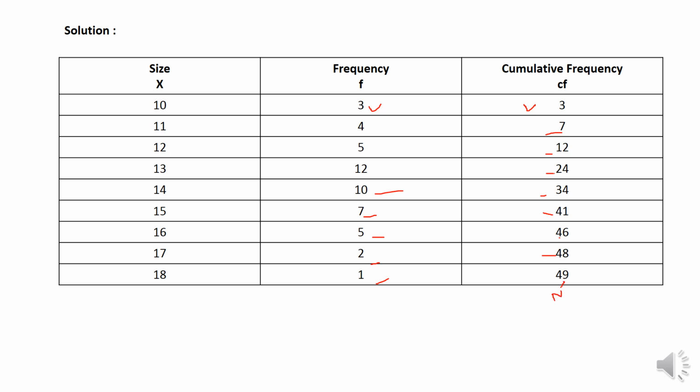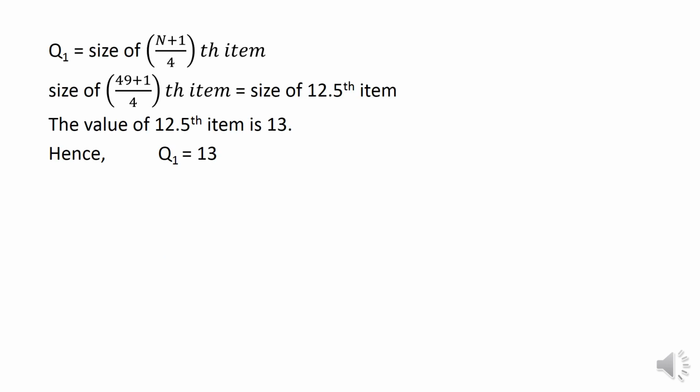N will be 49. So we have to calculate Q1 first of all. Q1 is equal to size of (N plus 1) divided by 4th item. And what is the N here? 49. And 49 plus 1 will be equal to 50. The 50th item will be divided by 4. So we will get the 12.5th item. And the value of the 12.5th item is 13. So that's why Q1 will be 13.